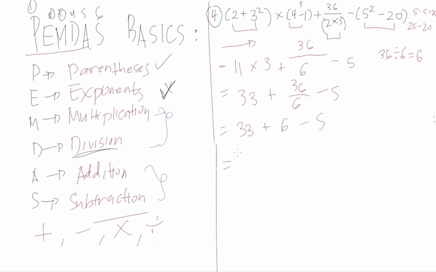Oh, it's so much easier now. So we're going to go from left to right again. 33 plus 6, then minus 5. 33 plus 6, that is 39. And then we're going to subtract 5, which we will get the answer of 34.